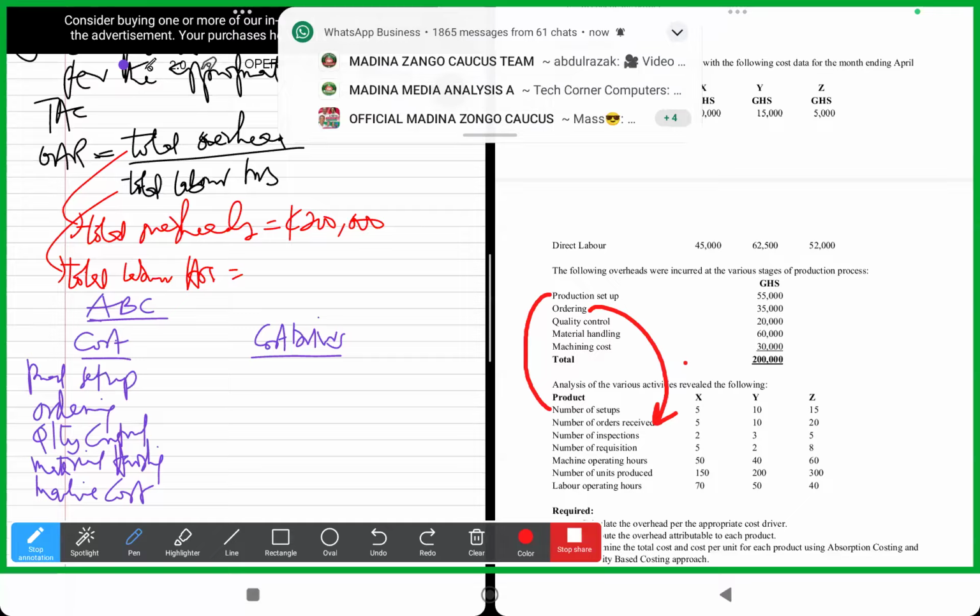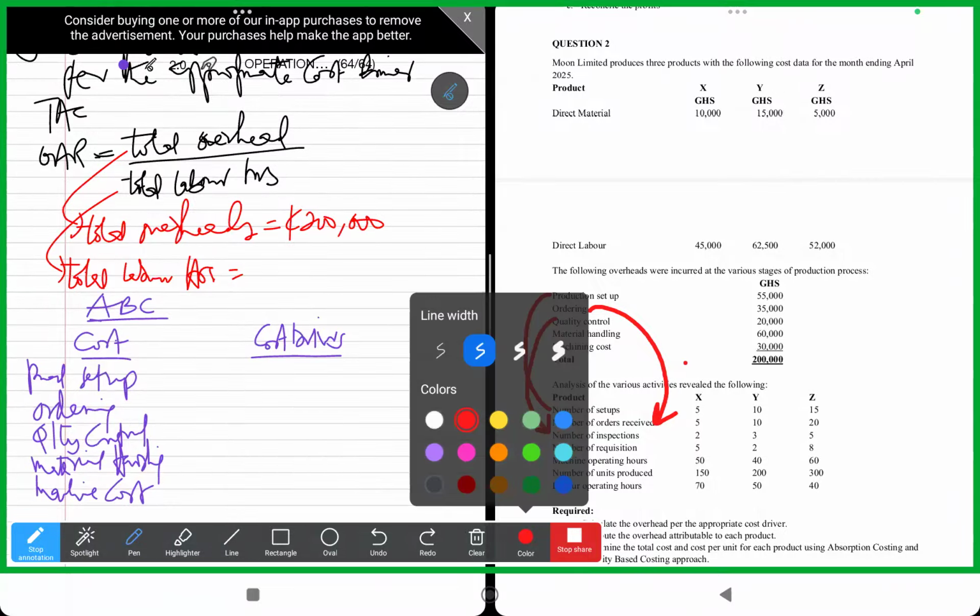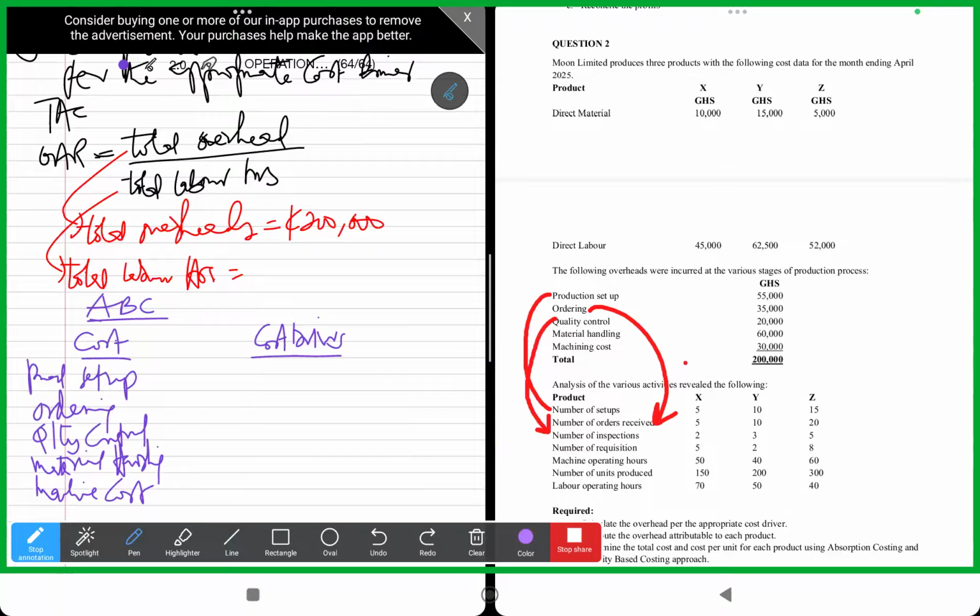Quality control. Quality control goes with number of inspections. So quality control, number of inspections, that's the cost driver. Material handling. Material handling will go with what? Number of requisitions. How many materials did you order? That's a cost driver. Now, machine operating hours. Machine operating hours will go with what? Machine costs.